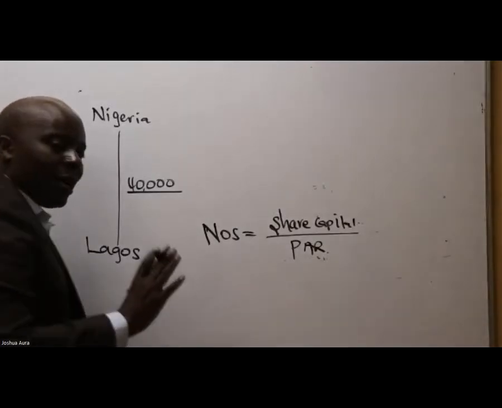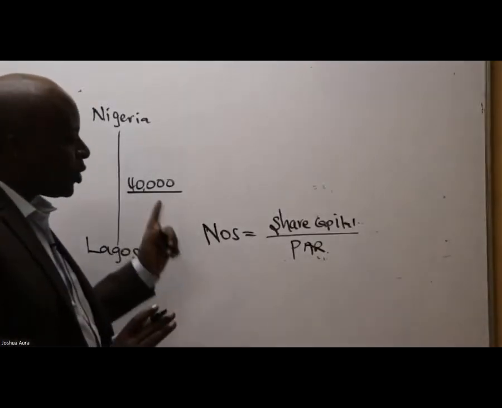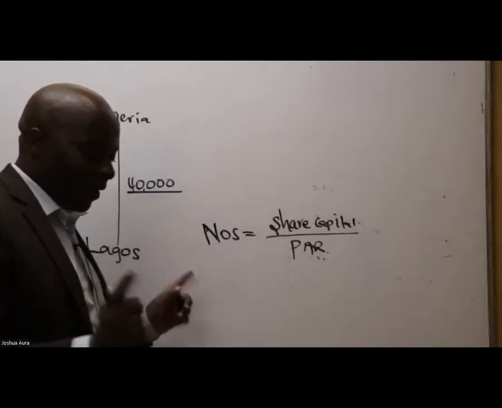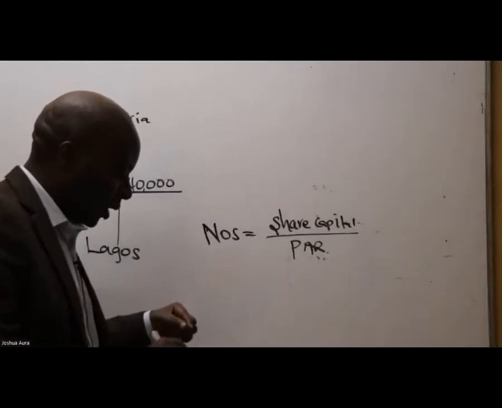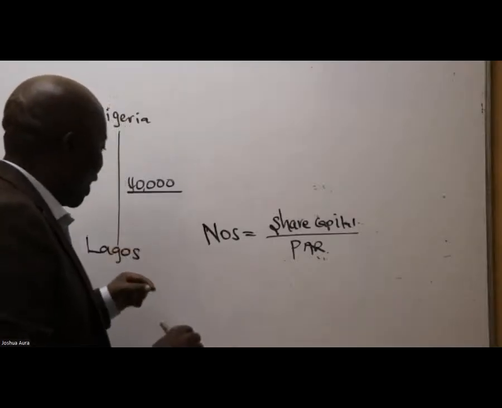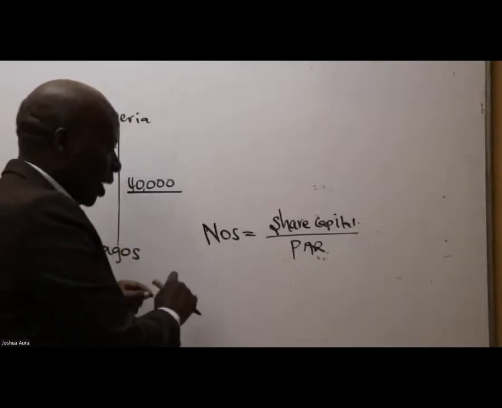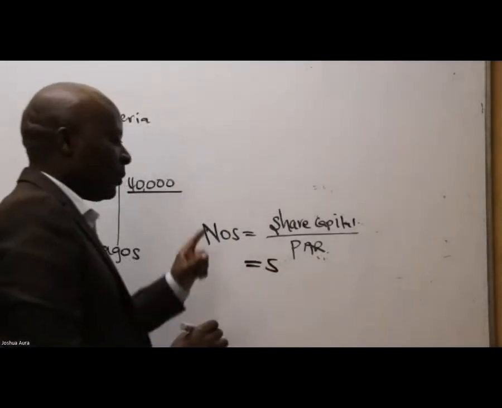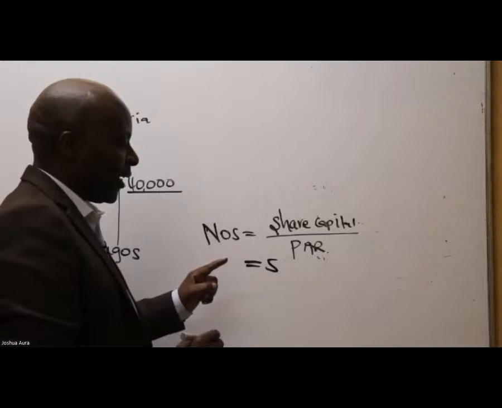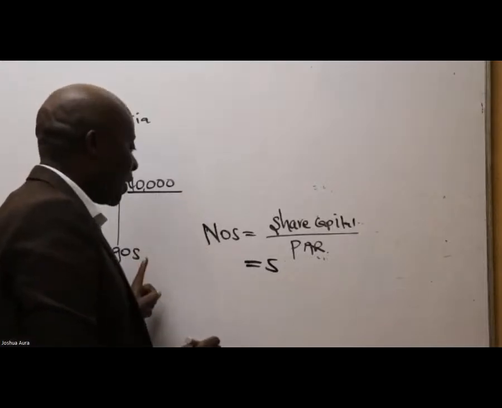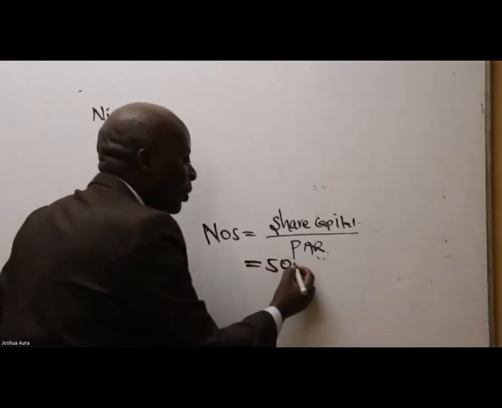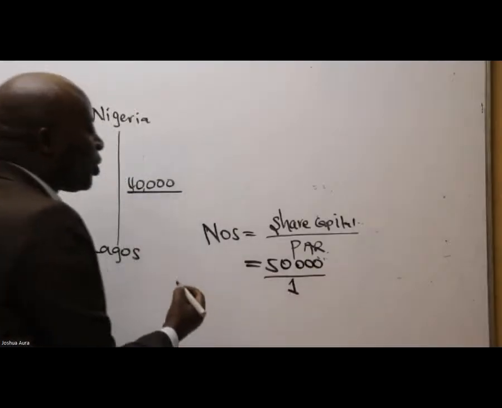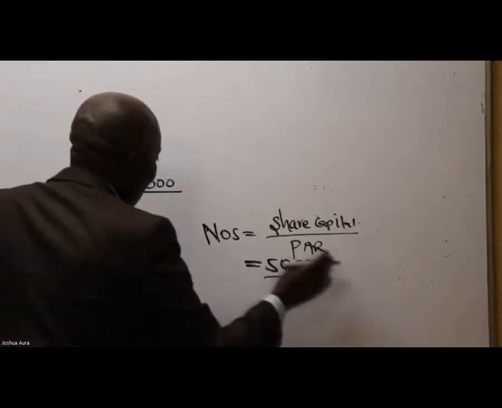So remember, I'm interested in getting the number of ordinary shares of the subsidiary, not the parent. We bought 40,000 shares. How many shares does it have in total? The share capital of this company, they should not be calling it subsidiary by now, we haven't yet known. So this particular company known as Lagos, the share capital is 50,000. And the par value they've said is 1. So in total, the number of ordinary shares here is 50,000.